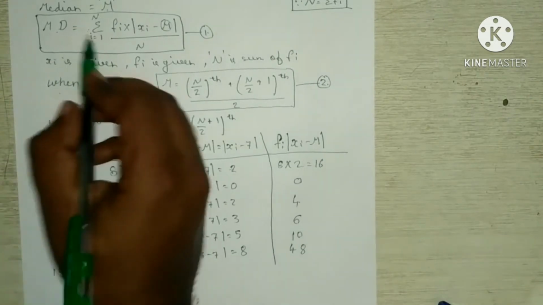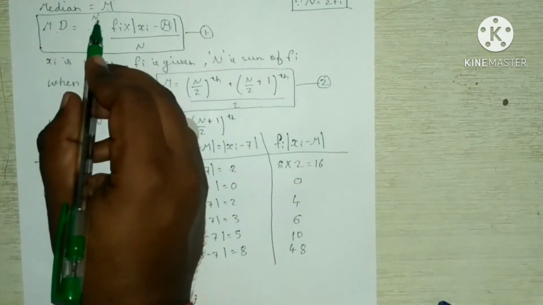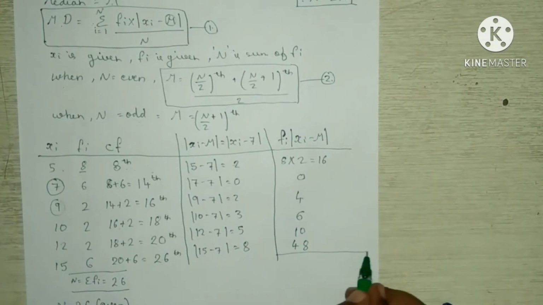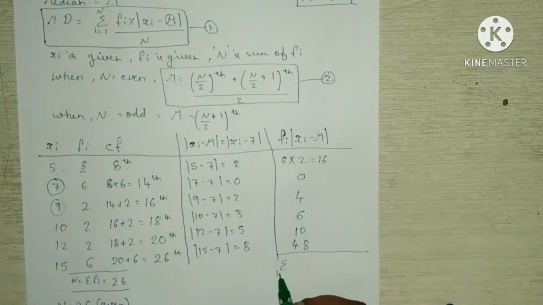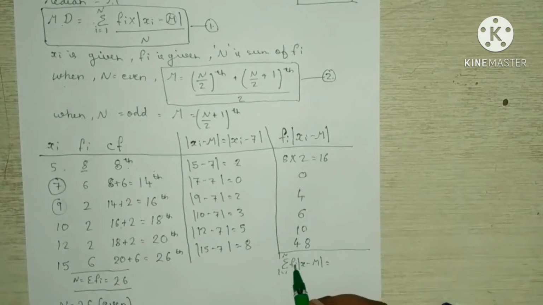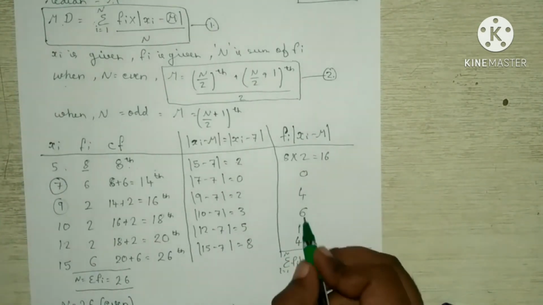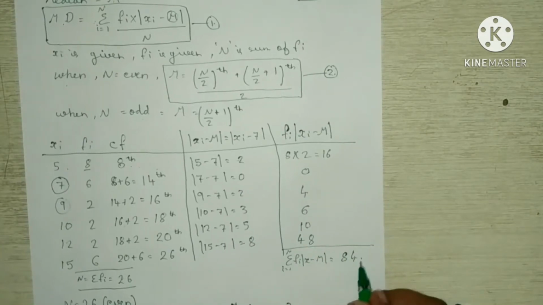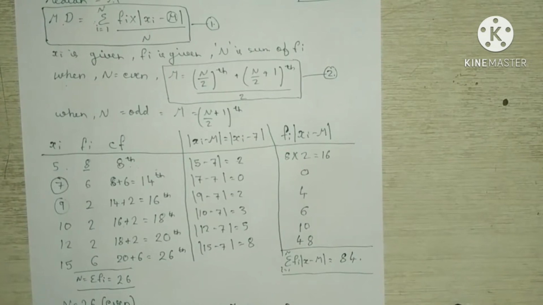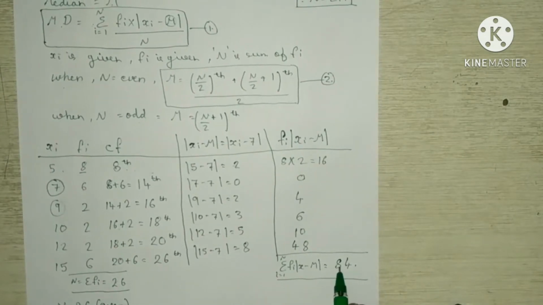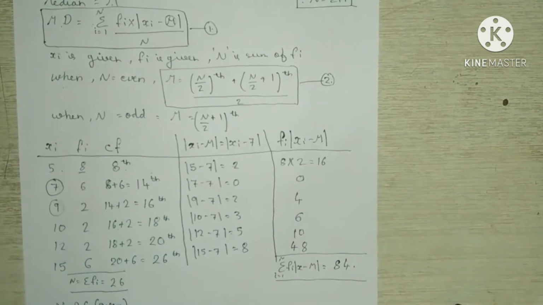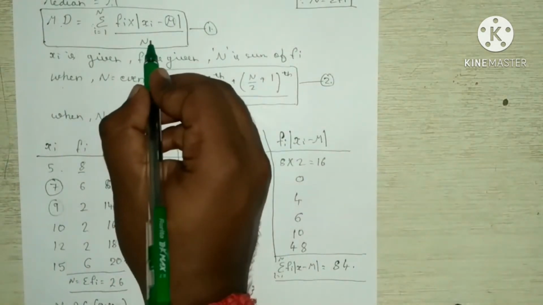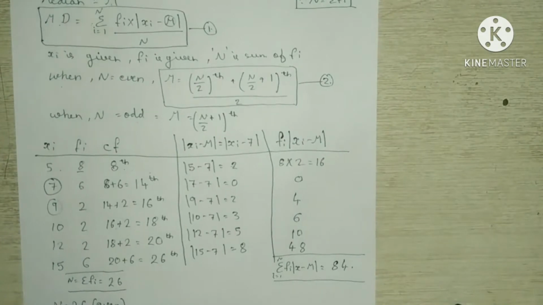To find the mean deviation, we need to find the summation of i from 1 to n, fi into |xi minus m|, which is nothing but adding everything: 16 plus 4 is 20, 20 plus 6 is 26, 26 plus 40 is 84 in total. Now you can substitute this 84 in equation number 1. N is 26, the sum of frequency.